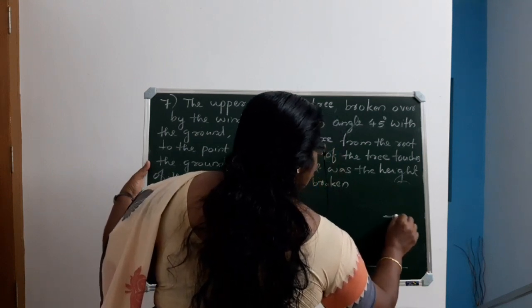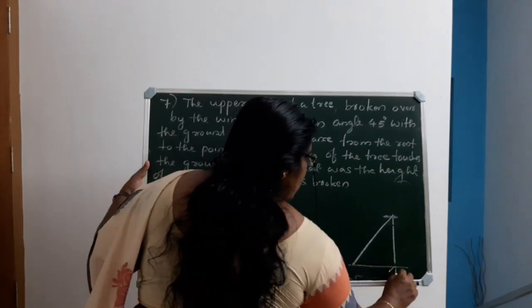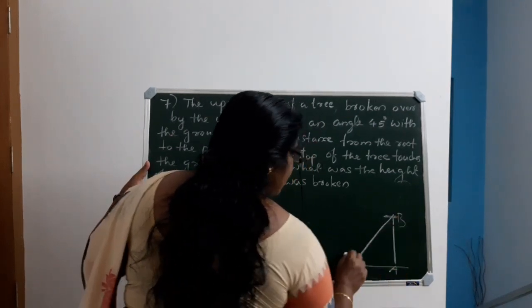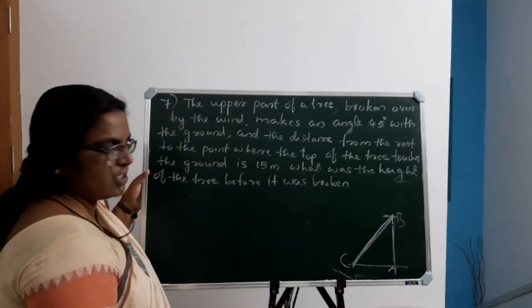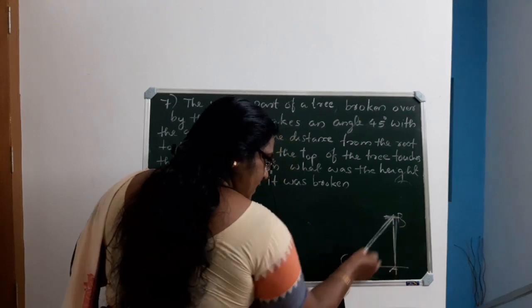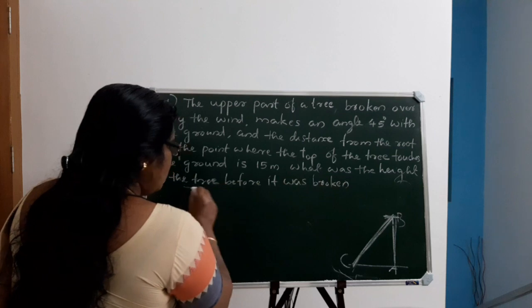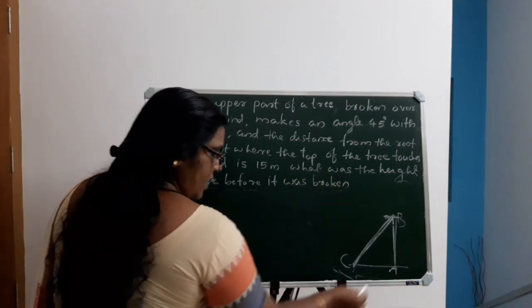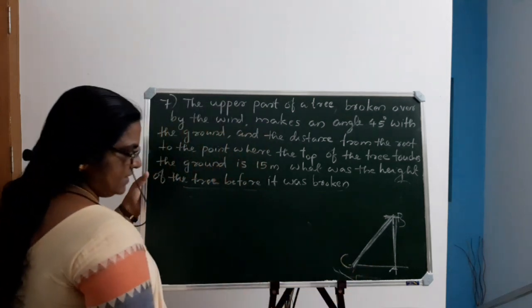It breaks from this part. The upper part touches the ground. So the height of this tree means AB plus BC is the height of the tree, because it broke from here. We have to find the height of the tree before it was broken. Before it was broken, the height of the tree is AB plus BC.